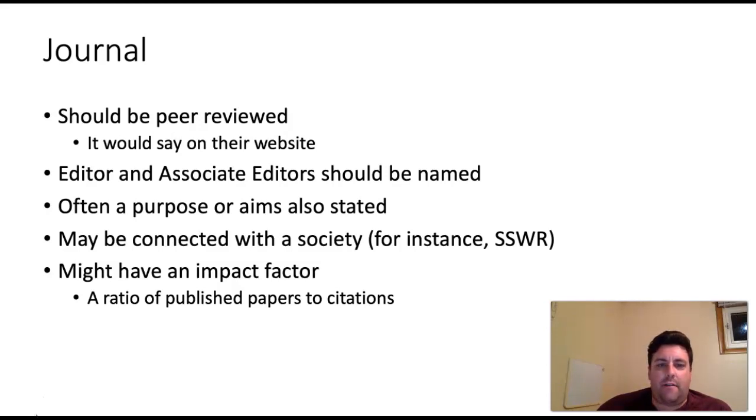The impact factor is a ratio of published papers to citations. So what journals want are lots of citations for their published papers. And sometimes they constrict the number of papers that they're publishing in order to boost their citations and increase their impact factor. That's one of the things that makes impact factors controversial sometimes, and that's why I said it's okay if a journal doesn't have one. It just means they don't have one.